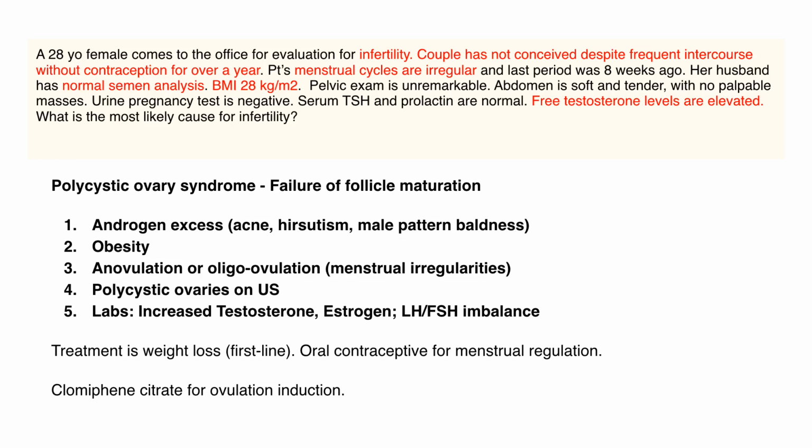which is failure of follicle maturation. Amounts of androgens can cause acne, hirsutism, male pattern baldness. Other signs and symptoms include obesity, anovulation or oligo-ovulation, which is a menstrual irregularity, polycystic ovaries on ultrasound. And as mentioned before, labs would include increased testosterone, estrogen, and there will be an imbalance of LH and FSH levels. Treatment is weight loss, which is first line, and then you would start with OCPs for menstrual irregulation. Clomiphene citrate is for ovulation induction for patients who want to get pregnant.